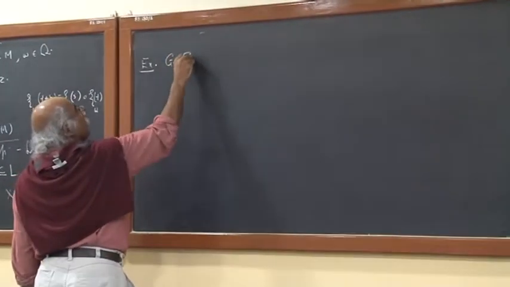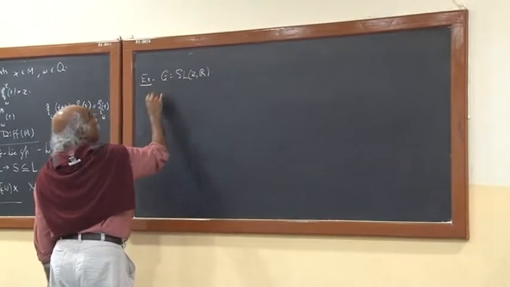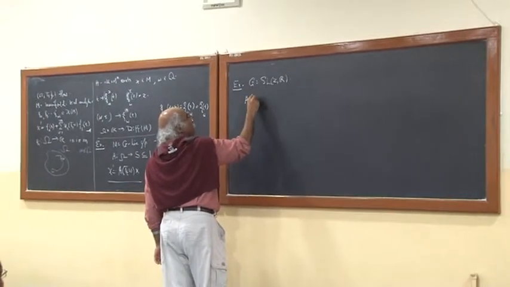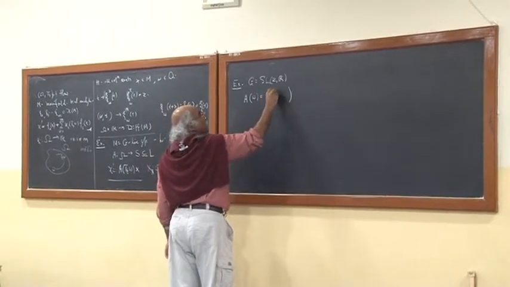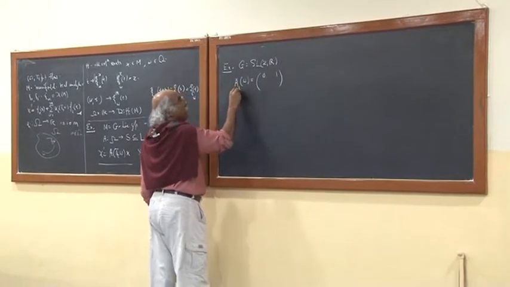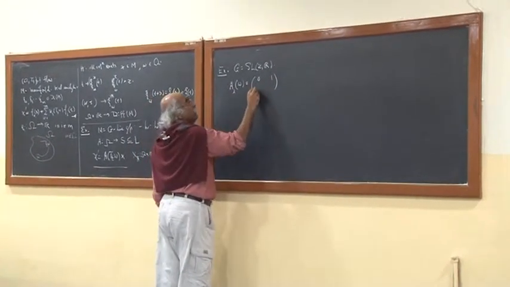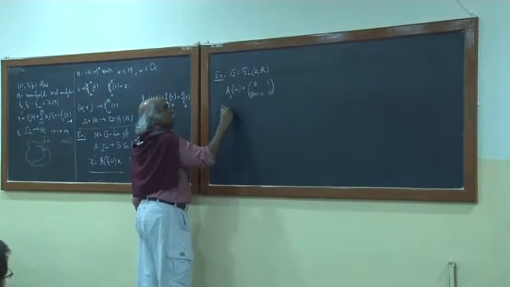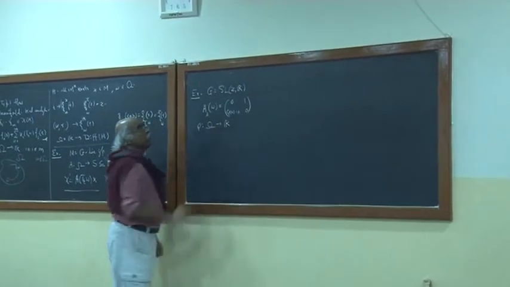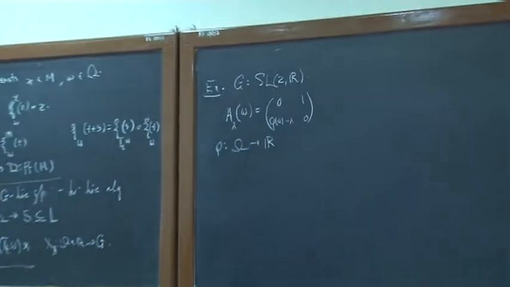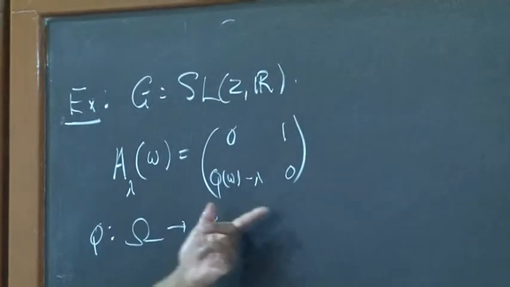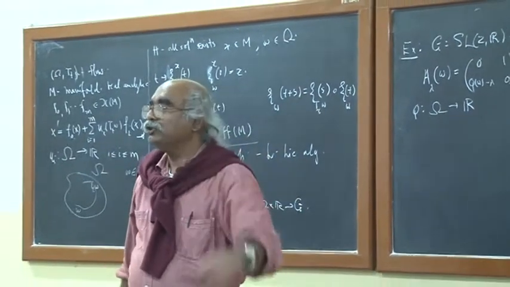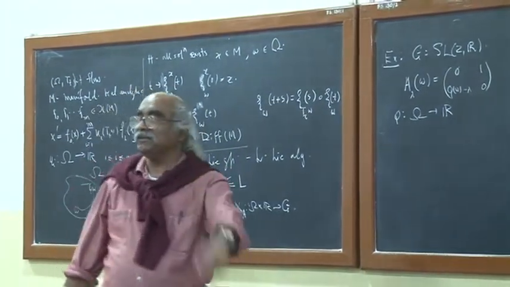G is SL2R and the cocycle comes from the equation A. The matrix form is of this type, and there is a parameter lambda, so you can fix a lambda and think of this as a function of this form where Q is a function from omega to R. So cocycles which come from linear differential equations with a matrix of this form are called Schrödinger cocycles, because when you are solving the Schrödinger equation, it boils down to something like this at the end.